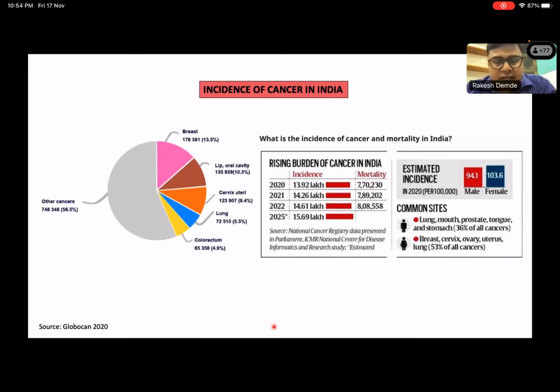So in cancers, we can see the incidence of cancers in India is increasing. This is data from ICMR. The data suggests that there is an increased incidence of carcinoma or cancer in India, predominantly due to the increased molecular techniques to detect or diagnose that particular cancer. And we can see from the same data, lung, mouth, prostate, tongue, and stomach are the more common cancers seen in the male population. Breast, cervix, ovary, uterus, and lung are the predominant cancer types seen in the female population. So with the increased incidence, it becomes very imperative to know about the genetics and the techniques to diagnose as well as prognosticate these types of cancers in India.